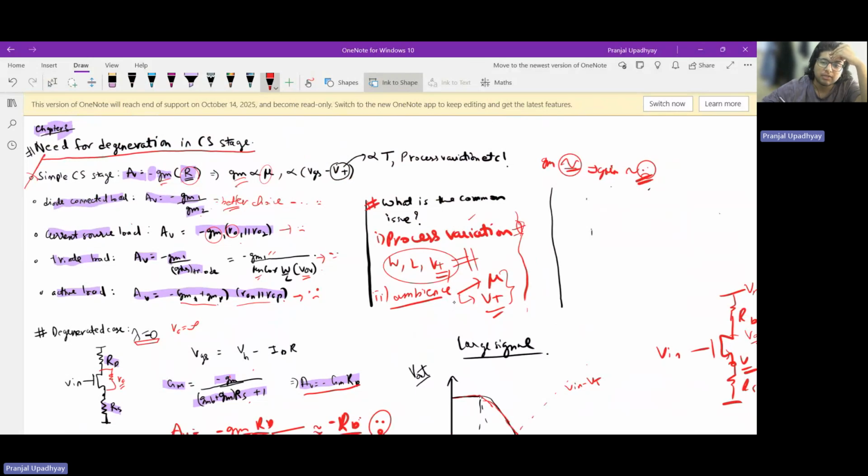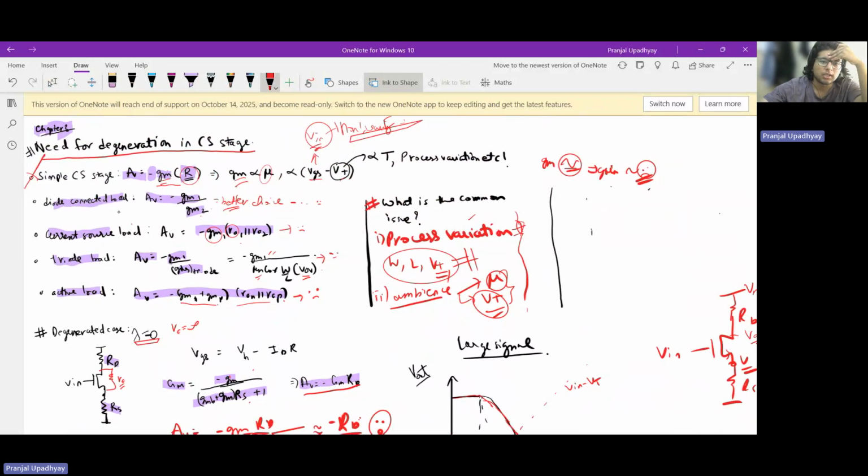Another is the ambient variation, because we are aware from semiconductor physics that mu and threshold voltage vary with temperature. This is also a big concern. In this simple common source stage, GM varies with VGS, which is the input signal, so GM is varying with the input signal, which causes nonlinearity. Even if we say Vin is a small signal, it still causes some degree of nonlinearity, and VT also varies with temperature, which is another concern.